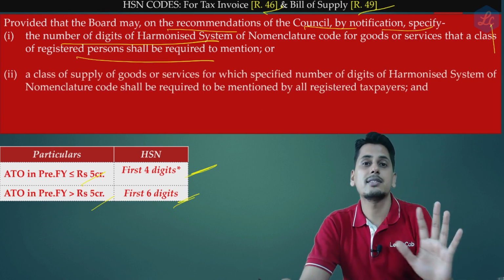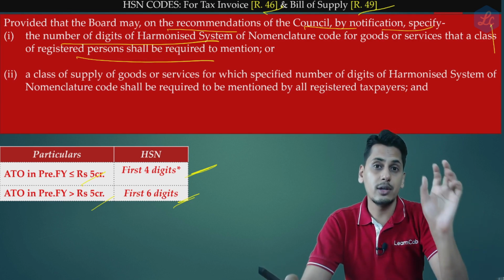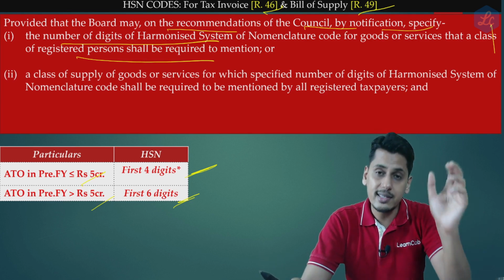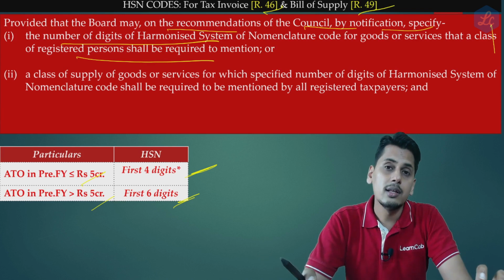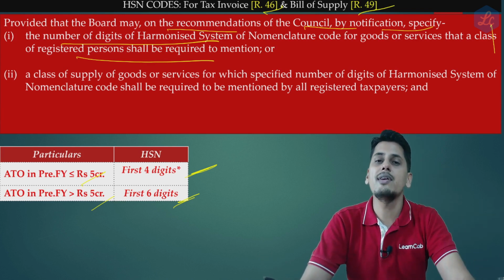Friends, please understand the flow. Basic contents of tax invoice and bill of supply state that you need to mention the HSN code. And what is HSN code? It is an 8-digit number. The provisos are giving some relaxations. Provisos are an exception. They are giving some relaxations.